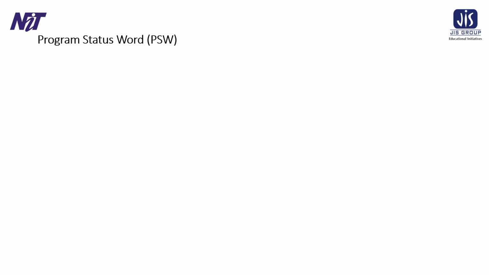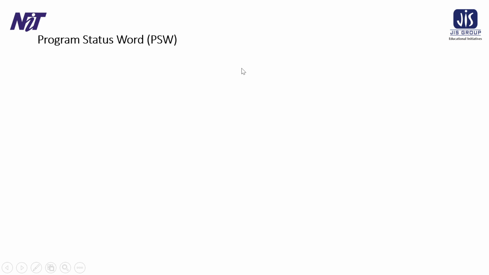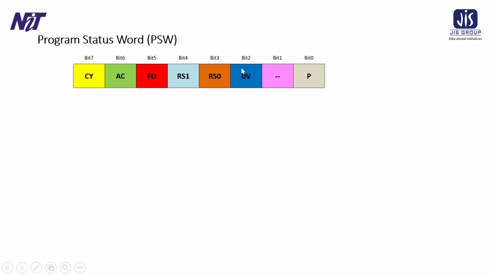Now we explain the register program status word. It is also an 8-bit register. Bit 7 stands for the carry, bit 6 is for the auxiliary carry, bit 5 is for F0, bits 4 and 3 are RS1 and RS0, bit 2 is for the overflow, bit 1 is not operational, and bit 0 is for the parity.